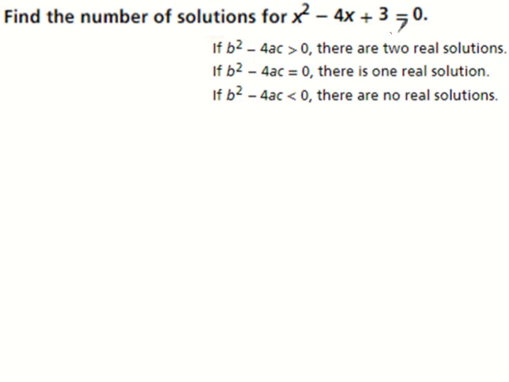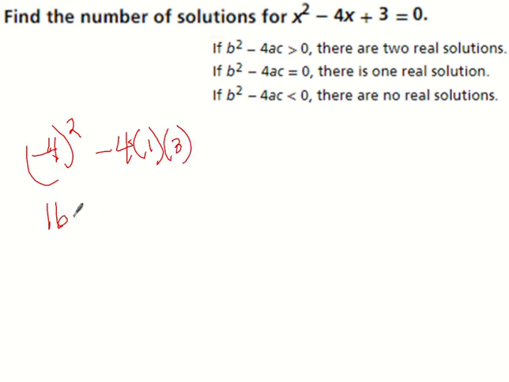So if it's greater than 0, it's 2. If it's equal to 0, it's 1. And if it's less than 0, it's none. So b is negative 4. So I'm going to go negative 4 squared minus 4 times 1, not plus 3, times 3. So we get 16 minus 12, right? 4 times 1 times 3. And 16 minus 12 is 4. 4 is greater than 0, so there are 2 solutions.